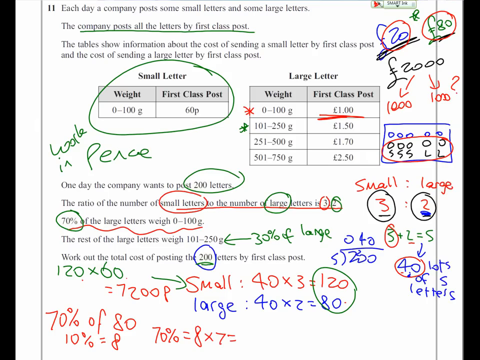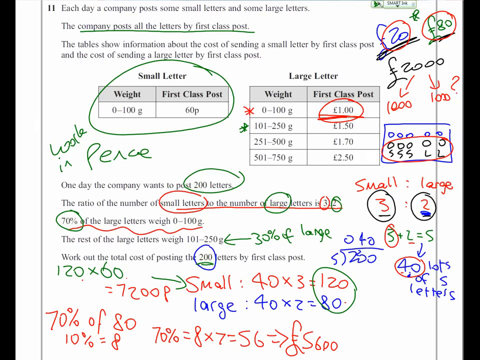Which is going to be 56. Okay, and each letter we said costs £1. So it's going to be, this sign means implies, 56 quid. Or, in pence, it would have been 5,600. But we'll combine that later.